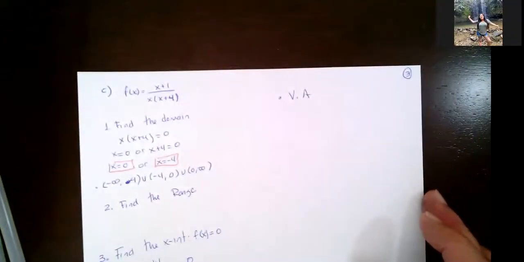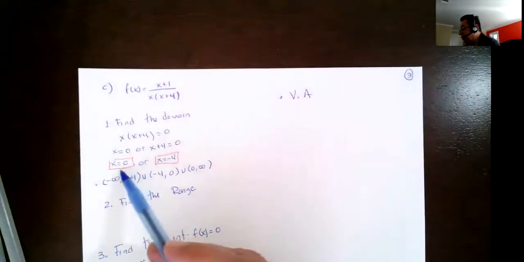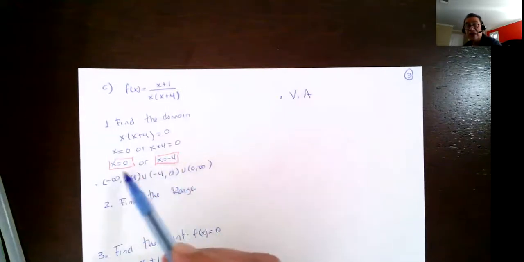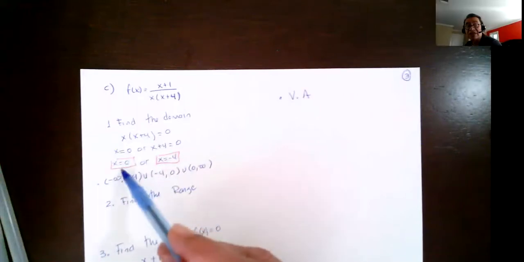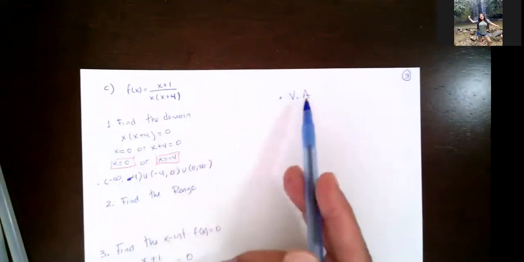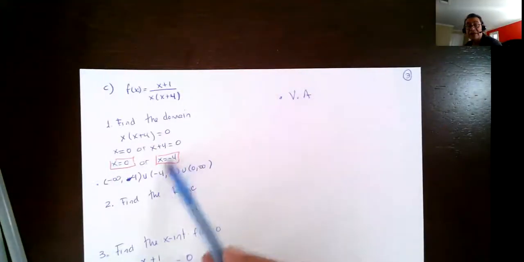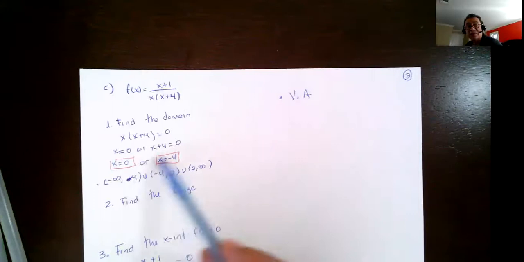Will the vertical asymptote always be the same as the domain? No. Remember, don't get confused here. These values, let me point right here: x equals 0 and x equals -4 are not the domain. These two values are the values that make the function undefined. The domain is all the values except these two values. You have to do this step right here. These two values will always be the vertical asymptotes.